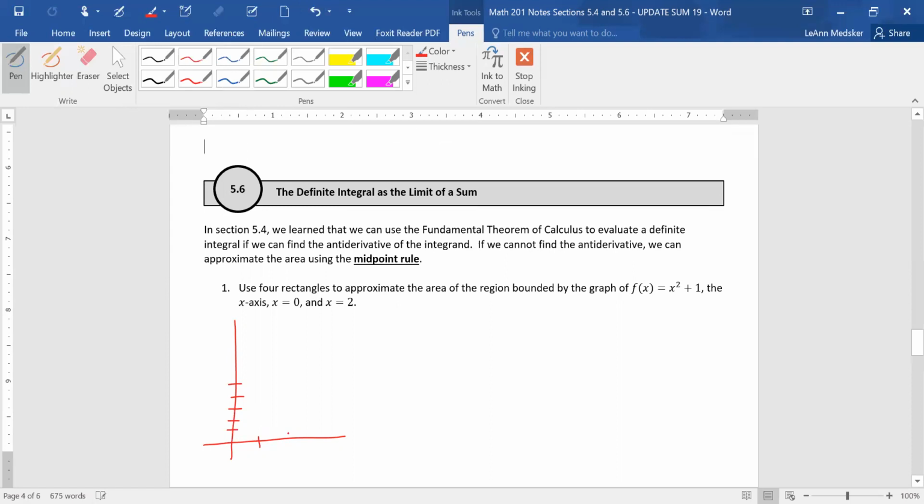So maybe here and here. Okay, so if we put in 0, because remember it starts at 0 for x, that would give me a positive 1. I usually plot the endpoints first. If I plug in 2, that's 2 squared, which is 4, plus 1 is 5.